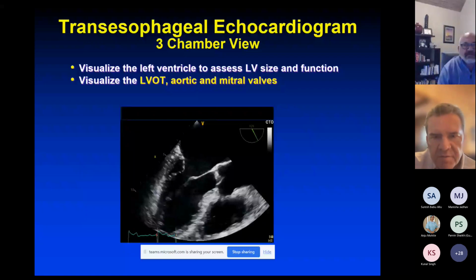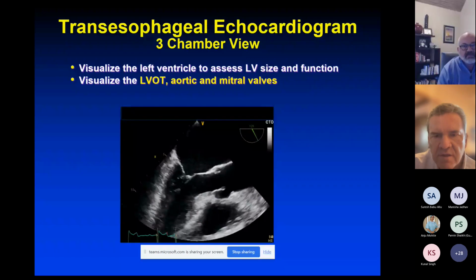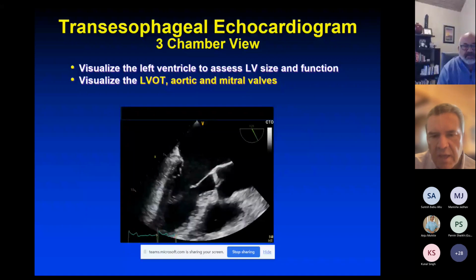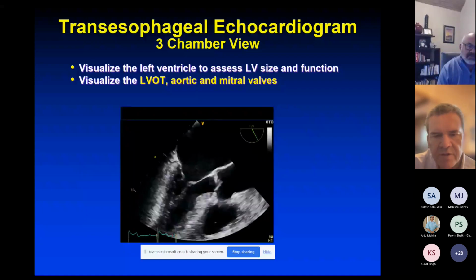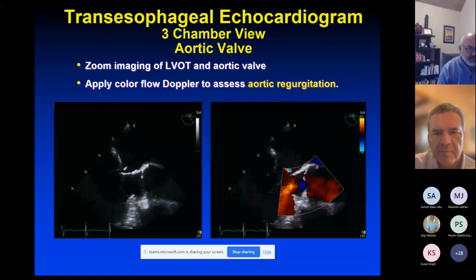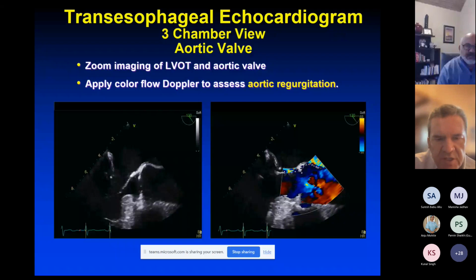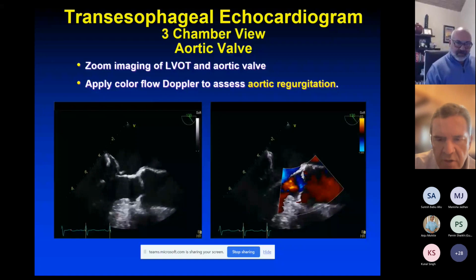And we would also like you to obtain a three-chamber view. This is usually obtained by increasing the multiplane angle to around 120 degrees. This will allow us again to assess left ventricular size and function, and allows us to visualize, in addition to the left ventricular cavity, both the left ventricular outflow tract as well as the aortic and mitral valves. And then in this three-chamber view, please turn on color flow Doppler so that we can assess aortic insufficiency.